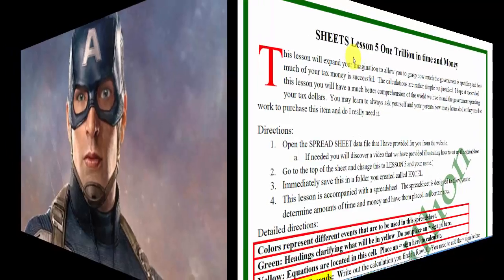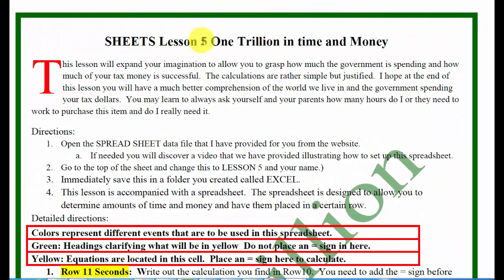Sheets, Lesson 5: 1 trillion in time and money. This lesson will expand your imagination to allow you to grasp how much the government is spending and how much of your tax money is successful. The calculations are rather simple but justified. I hope at the end of this lesson you will have a much better comprehension of the world we live in and the government spending your tax dollars.